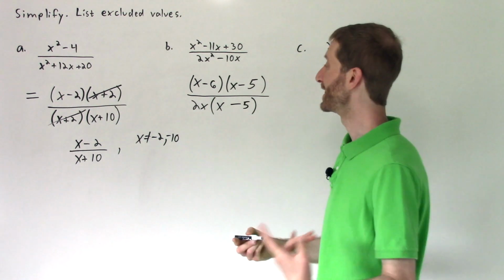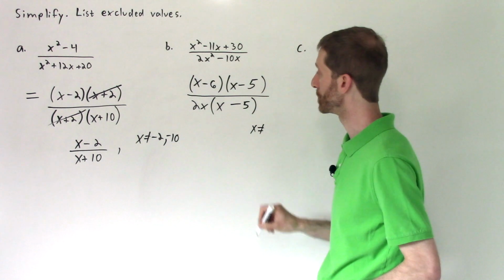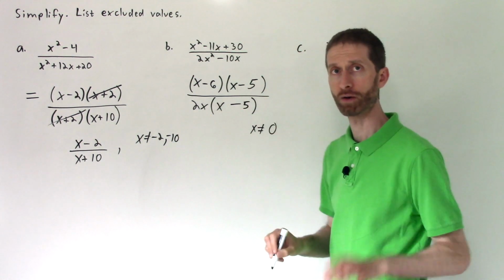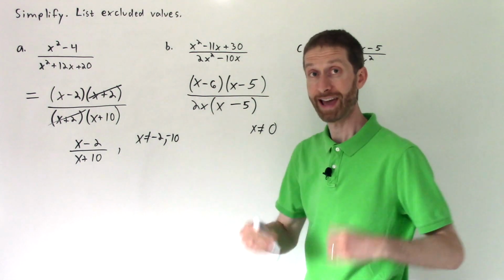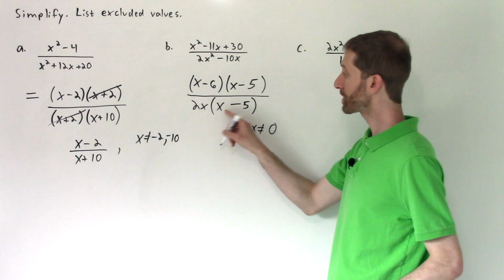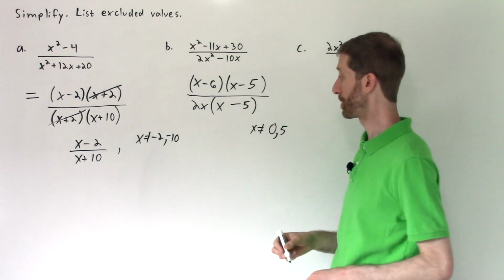What are our listed excluded values? Well, x cannot equal 0, because if x is equal to 0, that would make the denominator 0. Don't forget, if there's a lone x, it could take on the value of 0. That would make everything 0. And x equaling 5, because 5 minus 5 equals 0, would be a problem.